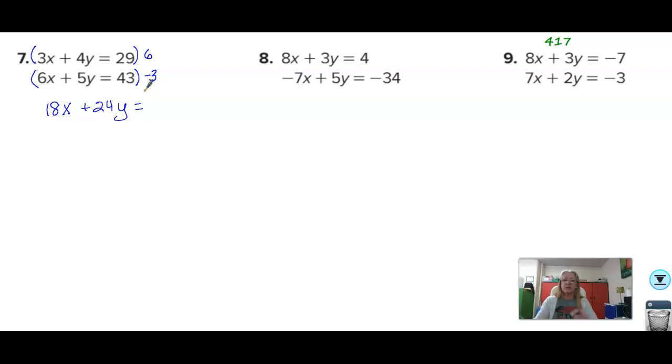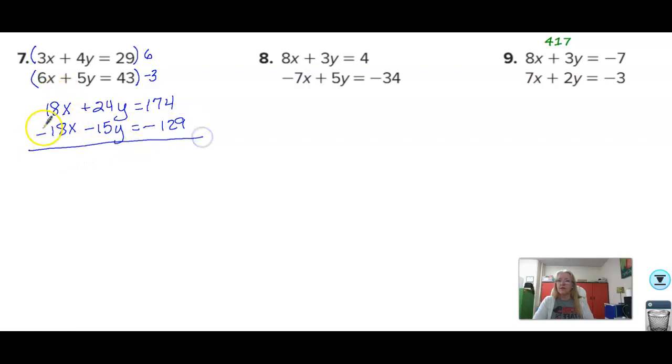And 29 times 6, I'm going to have to go for the calculator. 29 times 6 equals 174. On the second equation, negative 3 times 6x is negative 18x. Negative 3 times positive 5y is negative 15y. And negative 3 times 43 is negative 129.